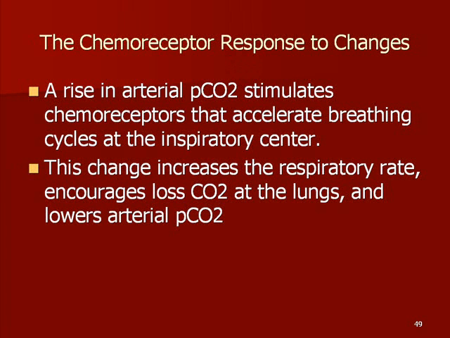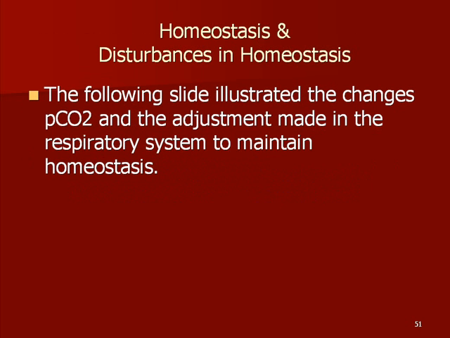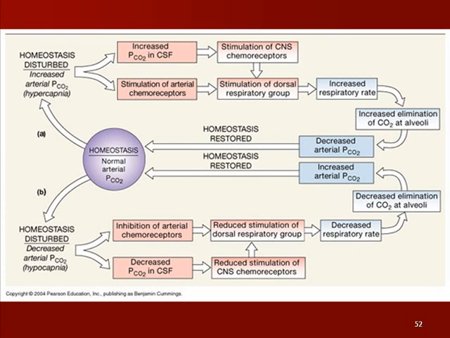A rise in arterial PCO2 stimulates chemoreceptors that accelerate breathing cycles in the inspiratory center. This change increases the respiratory rate, encourages the loss of CO2 in the lungs, and lowers PCO2. A drop in arterial PCO2 inhibits these chemoreceptors. In the absence of stimulation, the rate of respiration decreases, slowing the loss of CO2 and elevating arterial PCO2. The following slide illustrates the changes in PCO2 and the adjustments made in the respiratory system to maintain homeostasis.